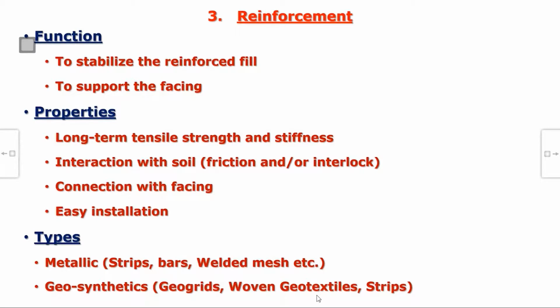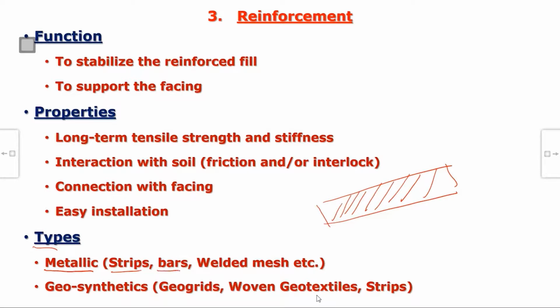And the type of reinforcement: initially reinforcement was metallic. Even now, at least in railway, I see many places using metallic. But otherwise, outside, people very rarely use metallic. In metallic, it can be strips. Metallic strips like this, and their surface is roughened. Some serration sort of thing is there, so that interlocking is there.